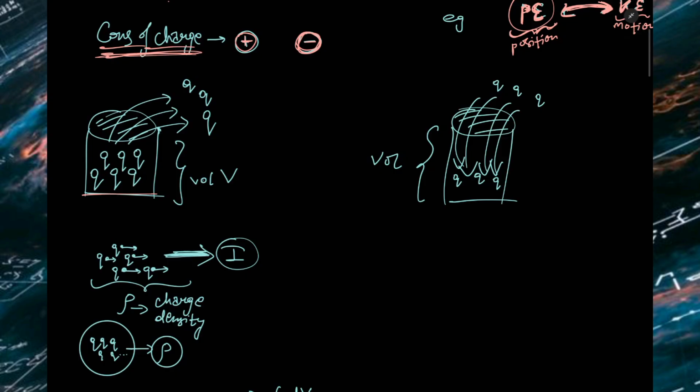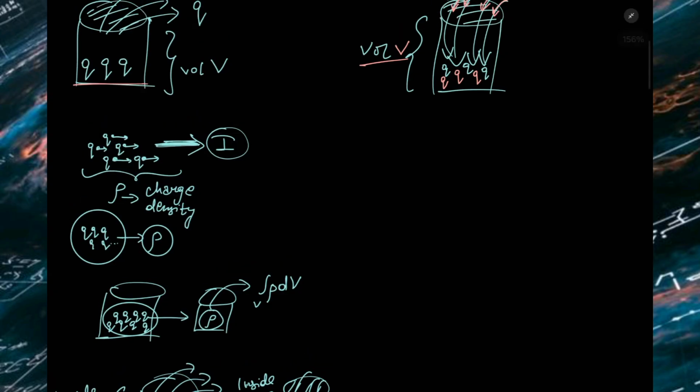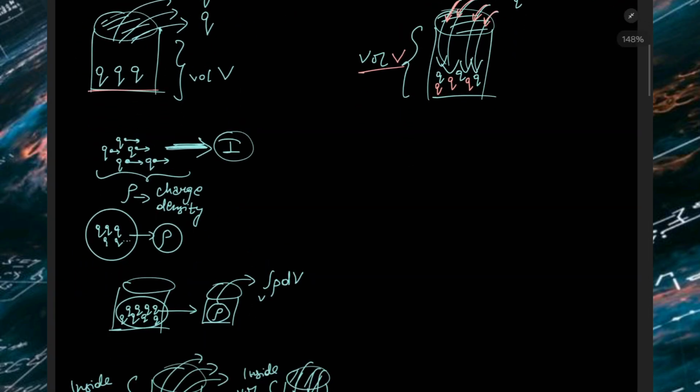conservation of charge. Suppose we have this volume V, and suppose we have these charges inside this volume. Now, if the charges start to move out of this volume, then we can say that the amount of charge is decreasing inside this volume V. Similarly, if the number of charges is increasing inside this volume, then we can say the charges must be entering the volume, which is causing the number of charges to increase inside the volume. This is what the equation of continuity says.